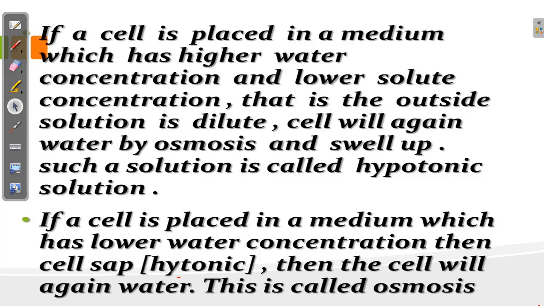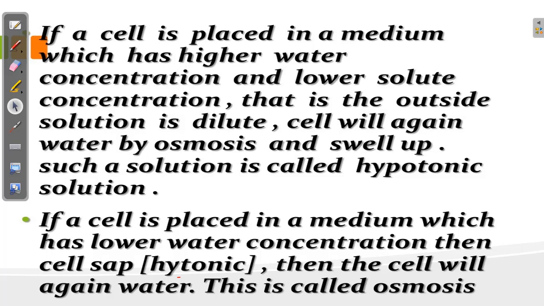See, when a cell is placed in a medium which has high water concentration and low solute concentration, the water is more but the solute is less. When the water is more and the solute is less, that medium is said to be hypotonic. Water more: when you take water and compare it with the name of the solution, it is exactly opposite. Water more, the solution will be called a hypotonic solution.